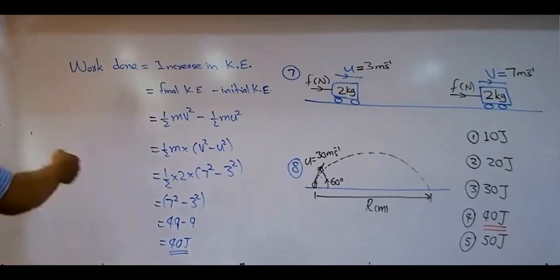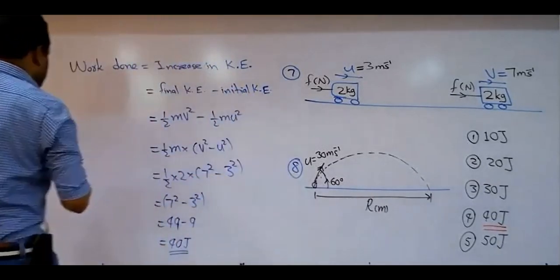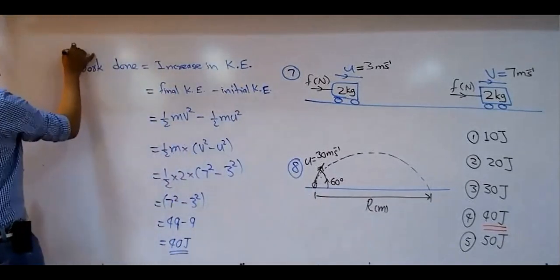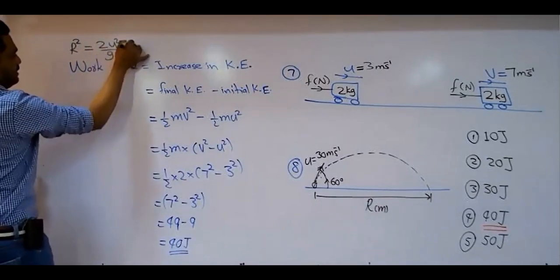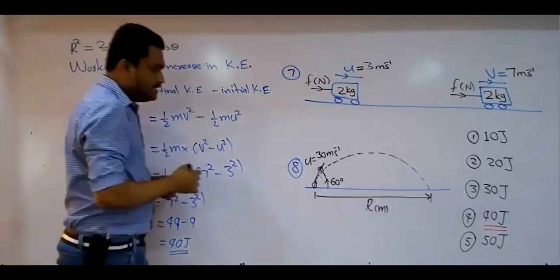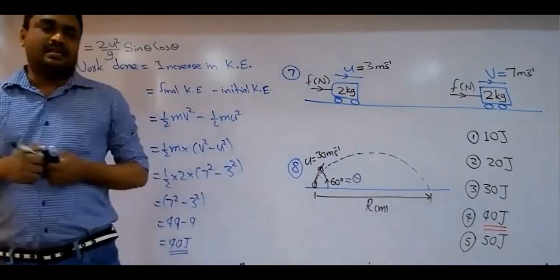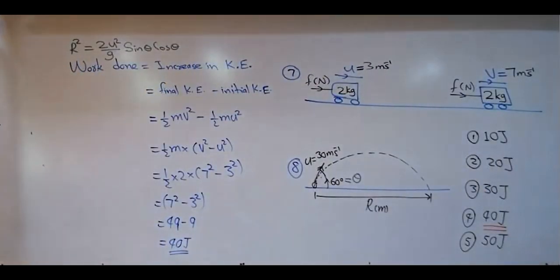Right. Here, you should use the equation at once. What's the equation here? Horizontal range equation. R equals 2u square over g sine theta cos theta. Theta is this angle. So if you remember this equation, at once you should apply it to obtain the answer.